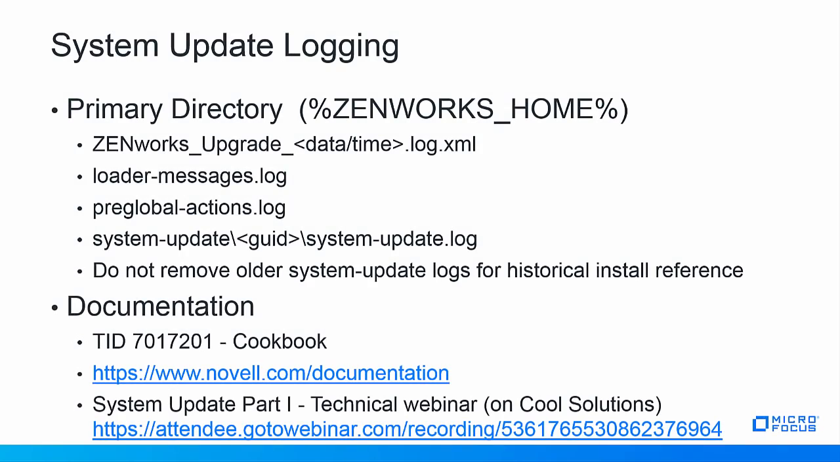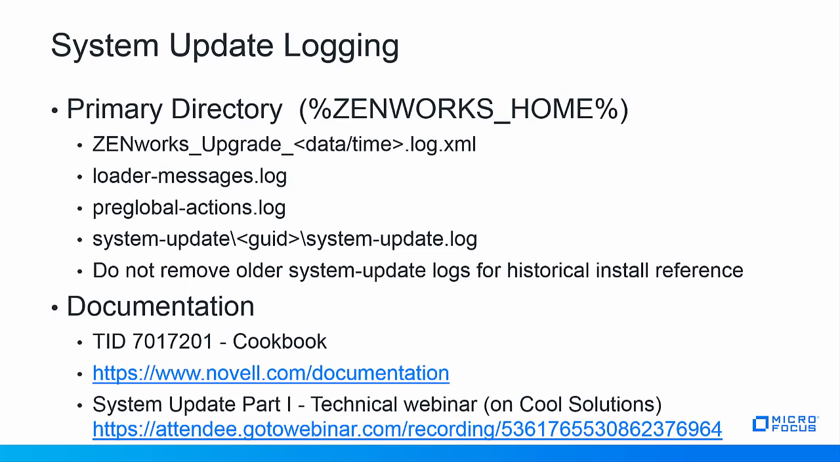Many logs come into play with an upgrade. The logs are typically in the ZENworks home directory, and the primary logs are the ZENworks_upgrade_date_timestamp.log.xml file, the loader-messages.log, the pre-global-actions.log, and the system-update.log that's in the GUID representing the update. Do not remove older system update logs, for historical install reference. This is a great reference for technical support.